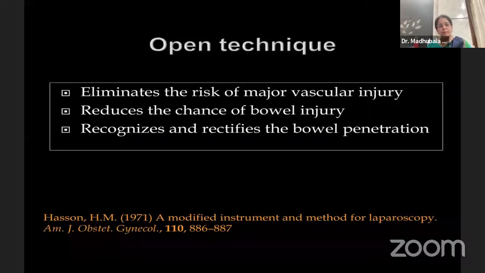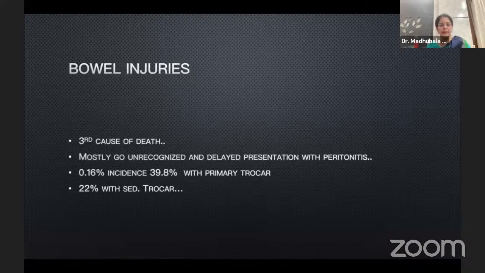So this open technique eliminates the risk of major vascular injury. It doesn't eliminate the chance of bowel injury, because when you're catching the peritoneum, sometimes bowel adherence may be there, so that the bowel can get injured. So it reduces the chance of bowel injury, and you can recognize and rectify the bowel penetration, according to Hasson in 1971.